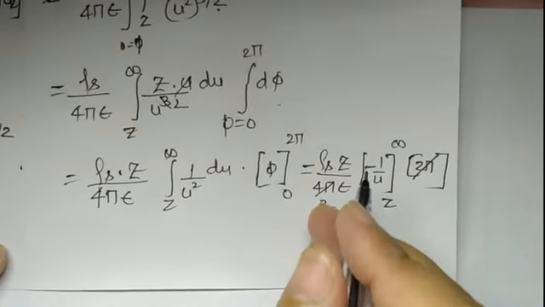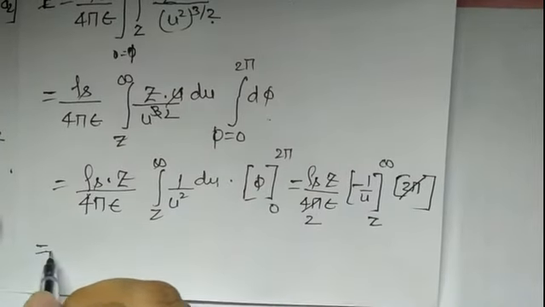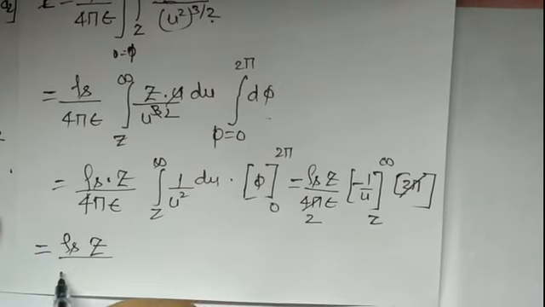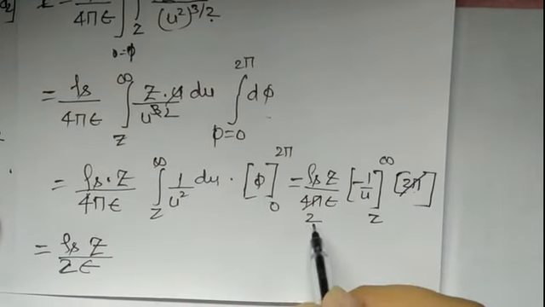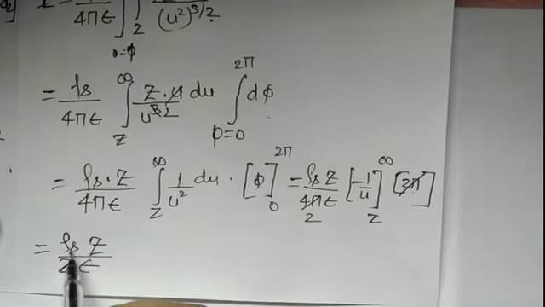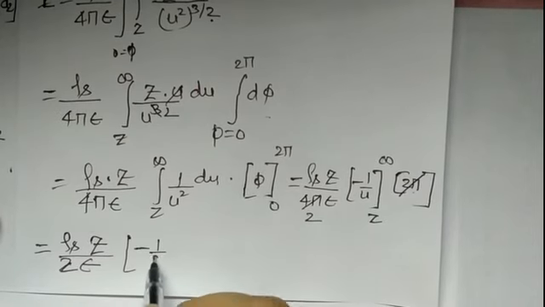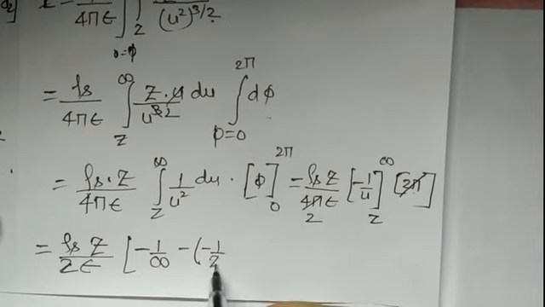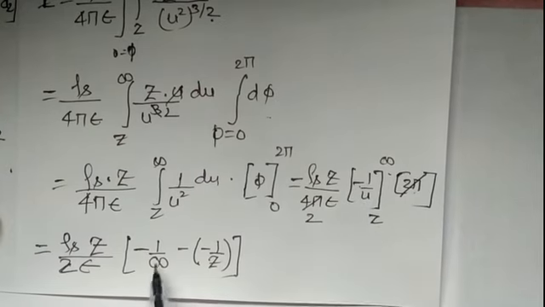So the final value will be rho s into z upon 4 pi, sorry, 2 into epsilon, because here 2 pi and 4 pi will get cancelled, so therefore 2 will be there. So rho s into z into 2 epsilon, times minus 1 upon infinity minus of minus 1 upon z. Are you getting? Upper limit minus lower limit. So minus 1 upon infinity minus of 1 by z.